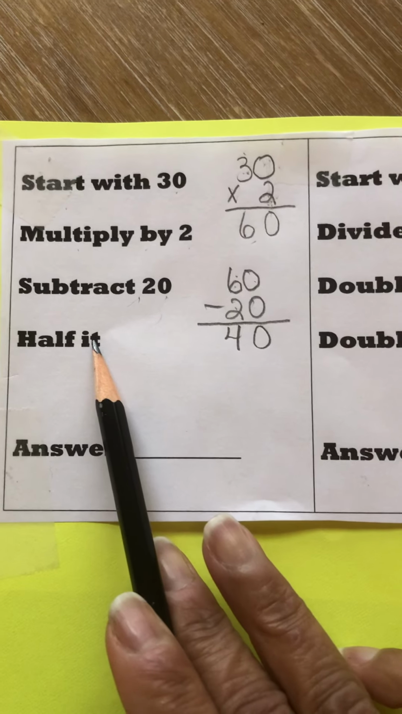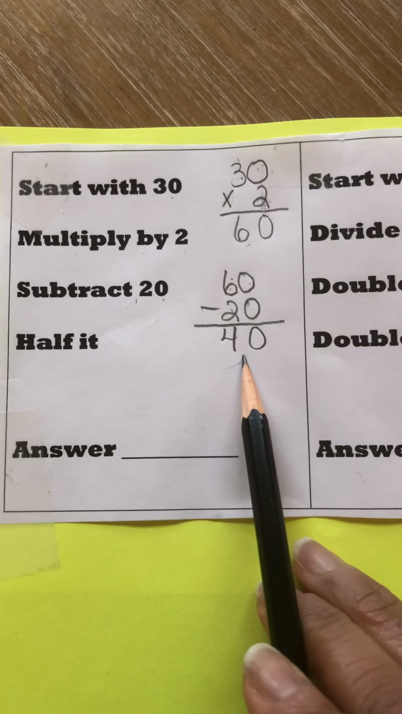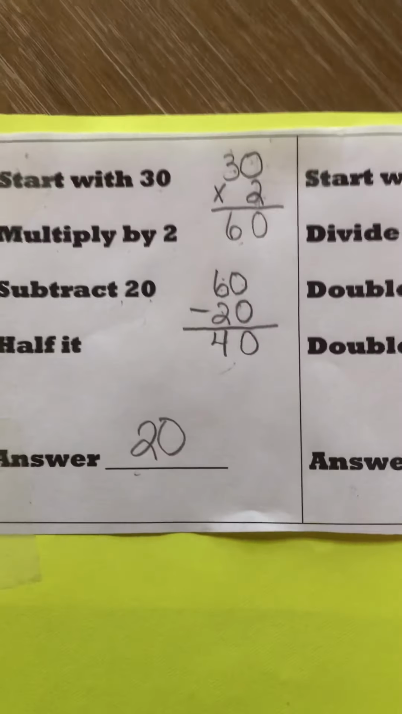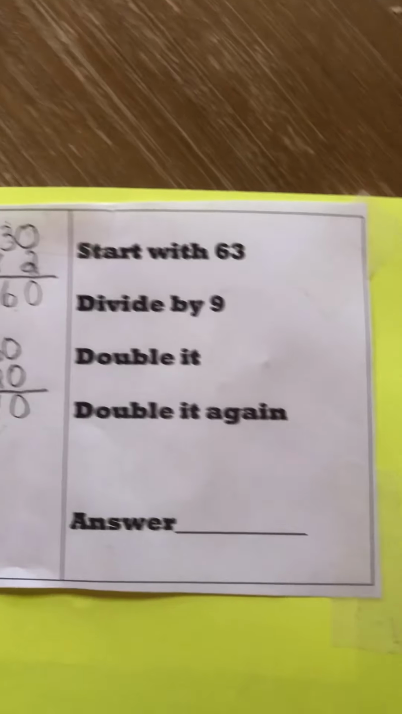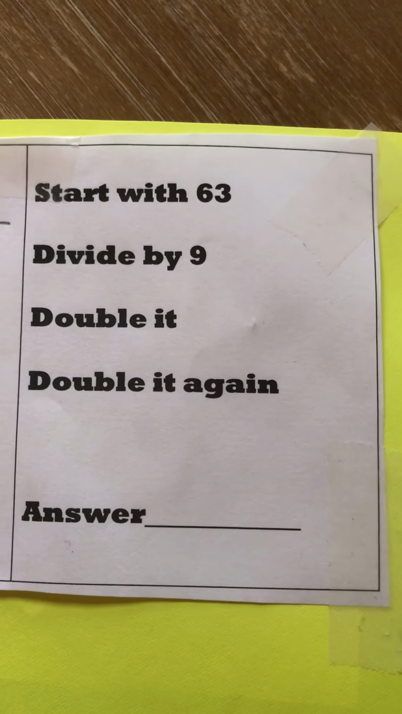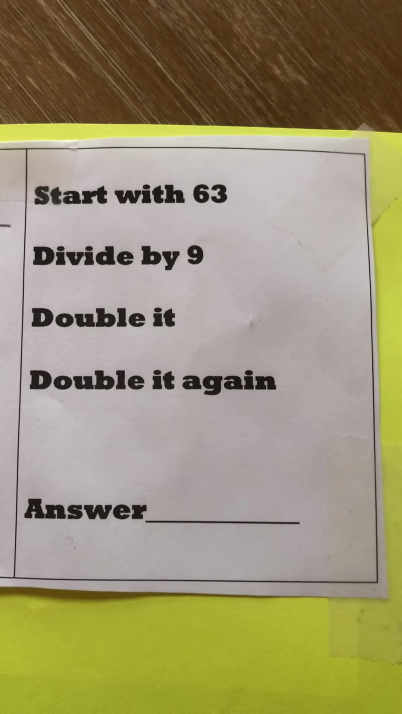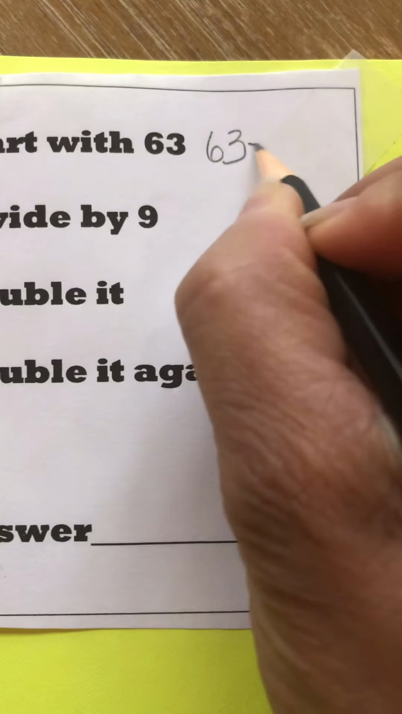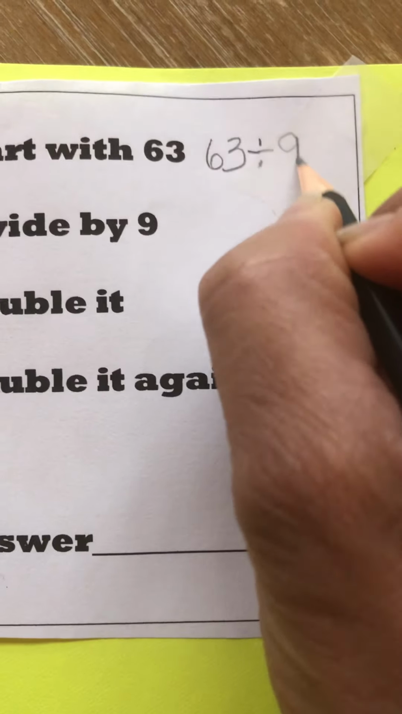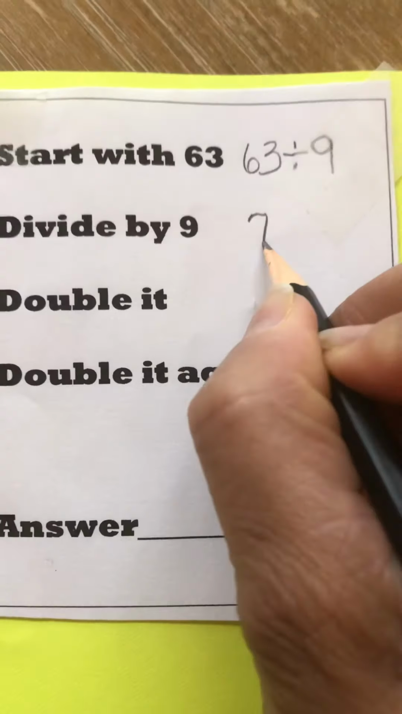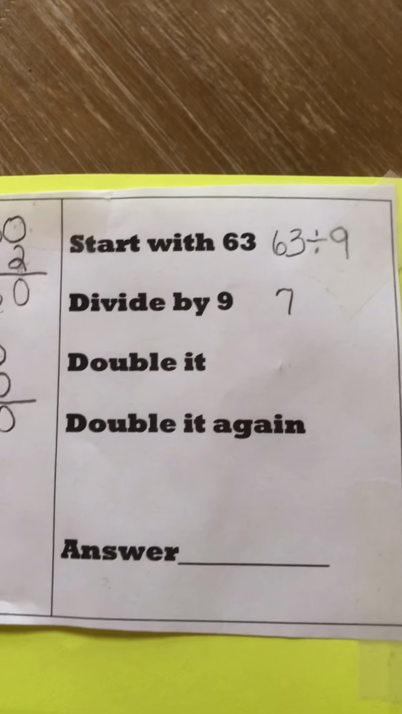Now we have to break that number in half. What's half of 40? 20. So 20 should be your final answer. Now, if you go over to this side, you see where it says start with 63. We're going to divide by 9. So 63 divided by 9 gives us what? It gives us 7, right? Because 7 times 9 is 63.